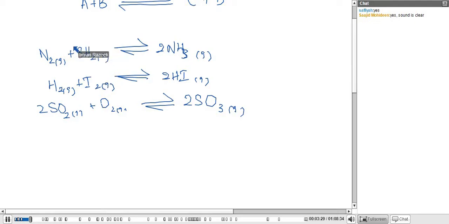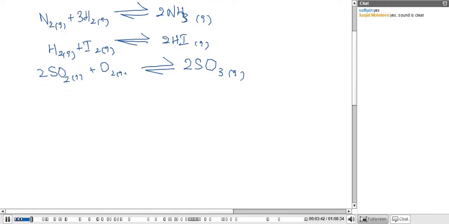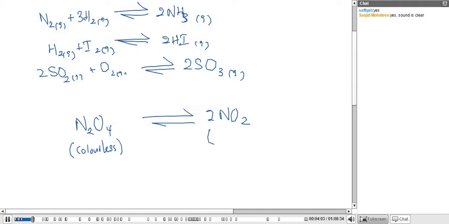Now, in these reversible reactions which I listed here, there's no color change occurring as the reactants form products or as products form reactants. But in certain reversible reactions, there is a color change which takes place. For example, the reaction between dinitrogen tetroxide and nitrogen dioxide. Dinitrogen tetroxide is colorless. Nitrogen dioxide is brown.